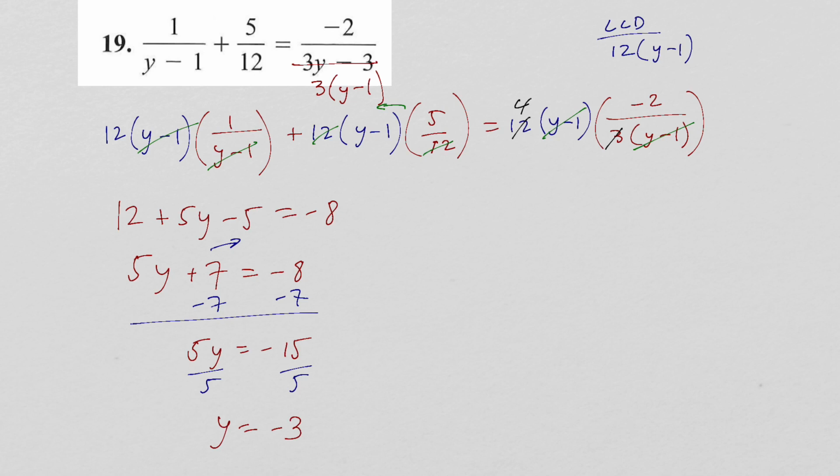Now I forgot to show my restricted values, but my restricted values you can always find from your LCD. This does not contribute to it, but this tells us that y cannot be equal to positive 1. This is not a positive 1, so this is an acceptable answer, and there it is.